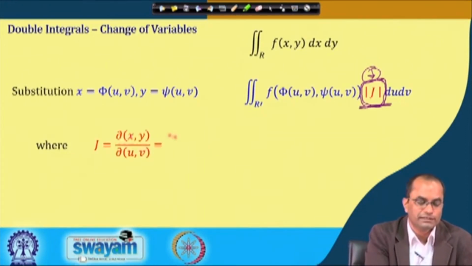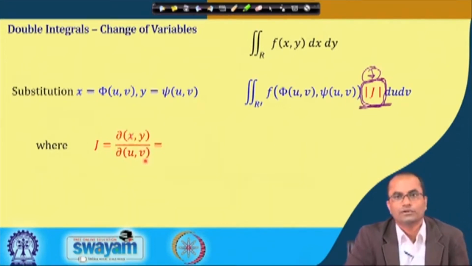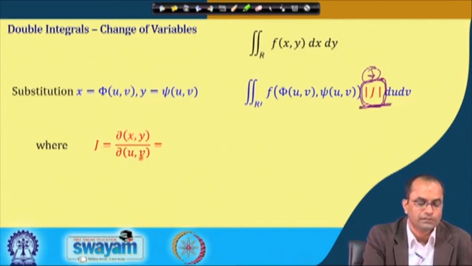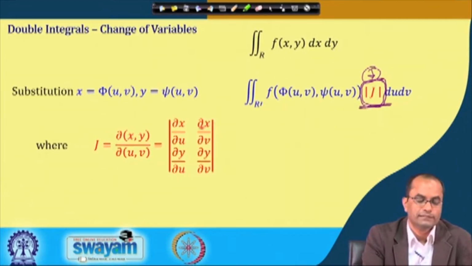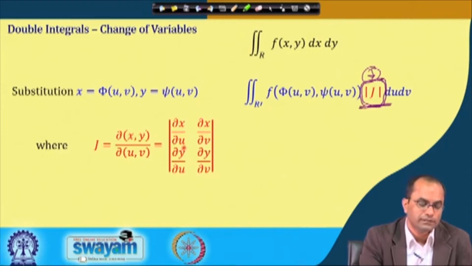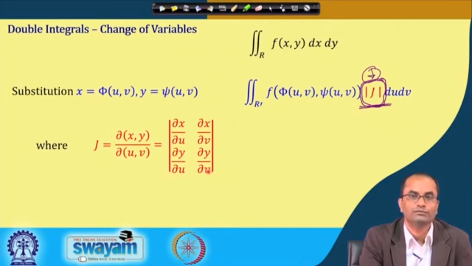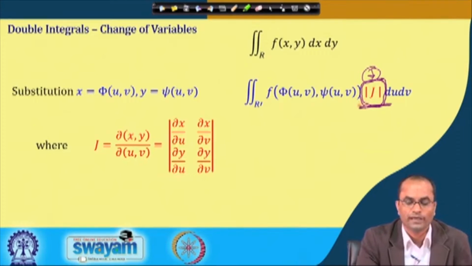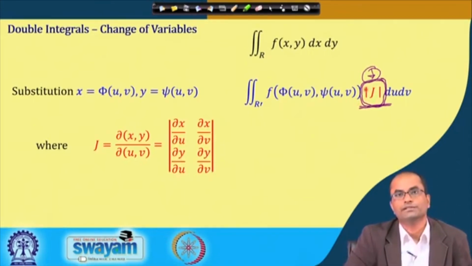This J is again a kind of derivative which we call the Jacobian. So, the Jacobian of x y with respect to u and v is computed in the form of a determinant: the partial derivative of x with respect to u, the partial derivative of x with respect to v, then the partial derivative of y with respect to u, and the partial derivative of y with respect to v. That is this J term here. We will compute this one and its absolute value will go into the integral with du dv.